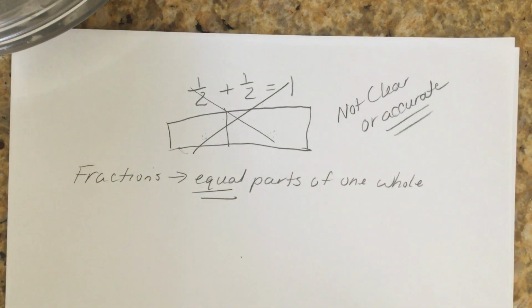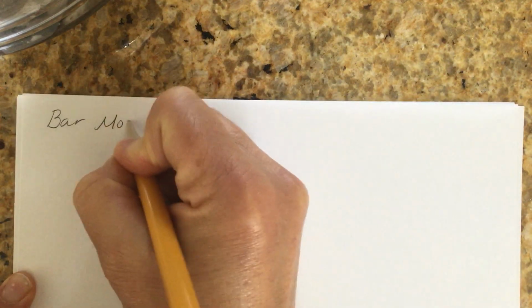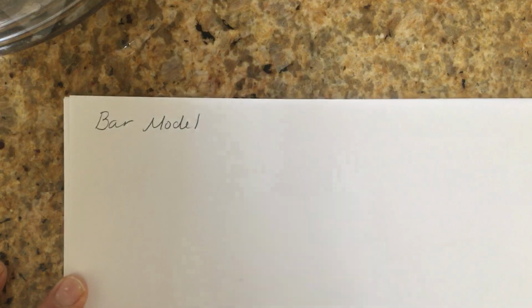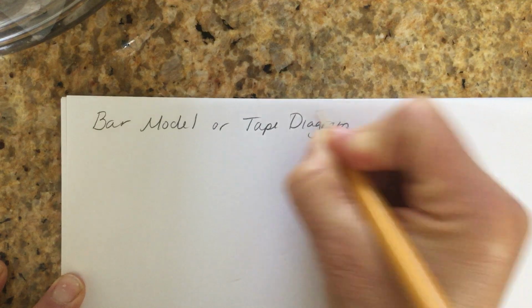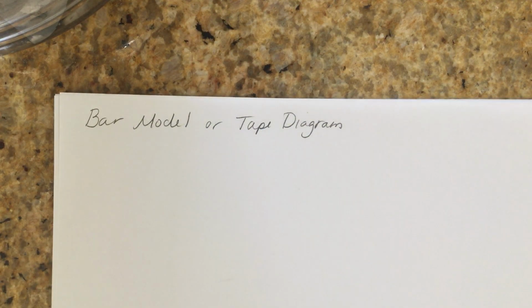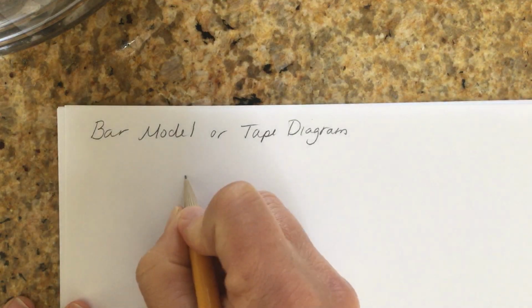Okay, so what do we do? How do we solve this problem? Well, first of all, you need to work slowly and carefully when you're creating your models. So, starting off, I'm going to show you the bar type of model, okay? I think in Eureka they are still calling it a tape diagram. Okay, this is my favorite model. I don't know why. I just enjoy drawing bar models to represent fractions. So I'm going to start off by creating a bar, or you might think of it as a tape diagram.